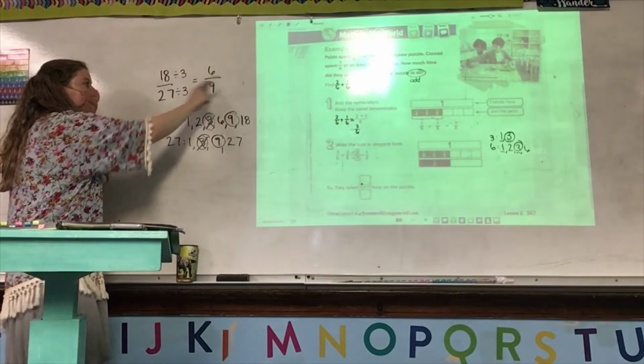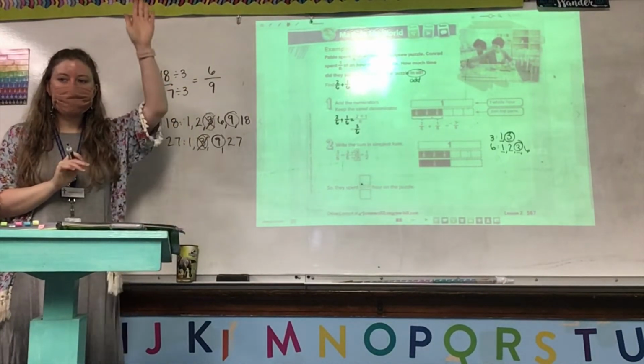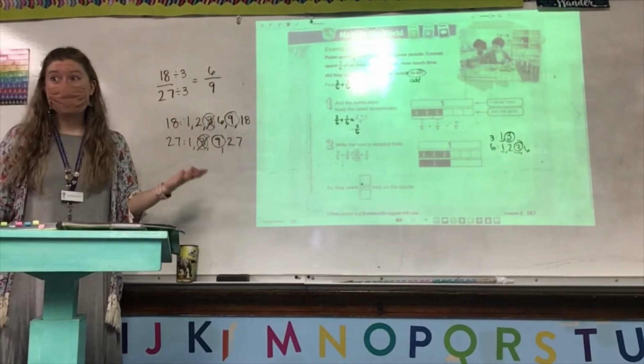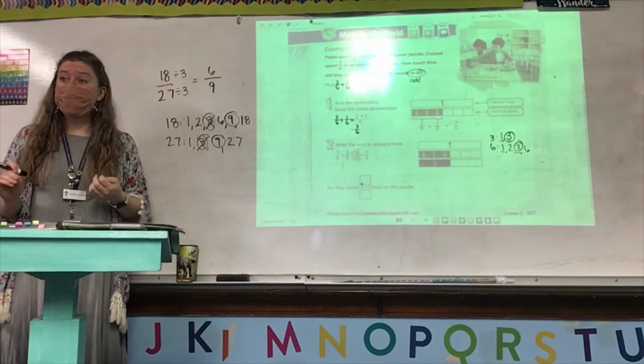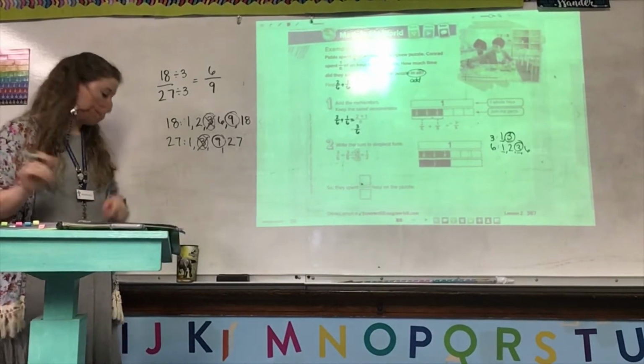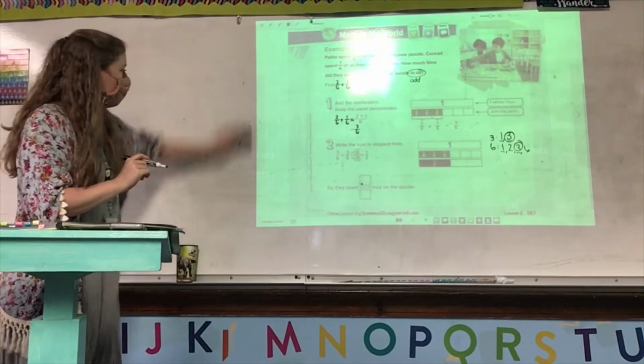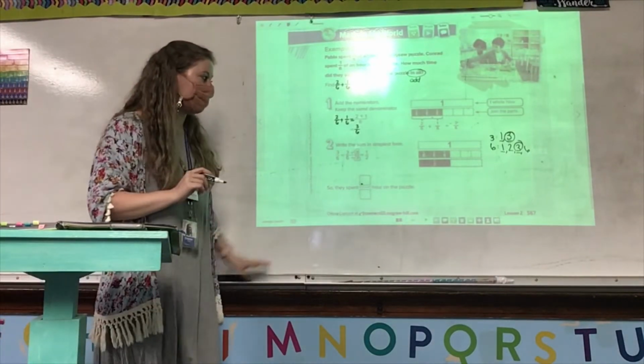Then, if we look at these numbers, we know 6 and 9 both have what as a factor? Colin? 3. Simplest form can only have what as a factor? 1. So, be careful. Pay attention to what you're doing.